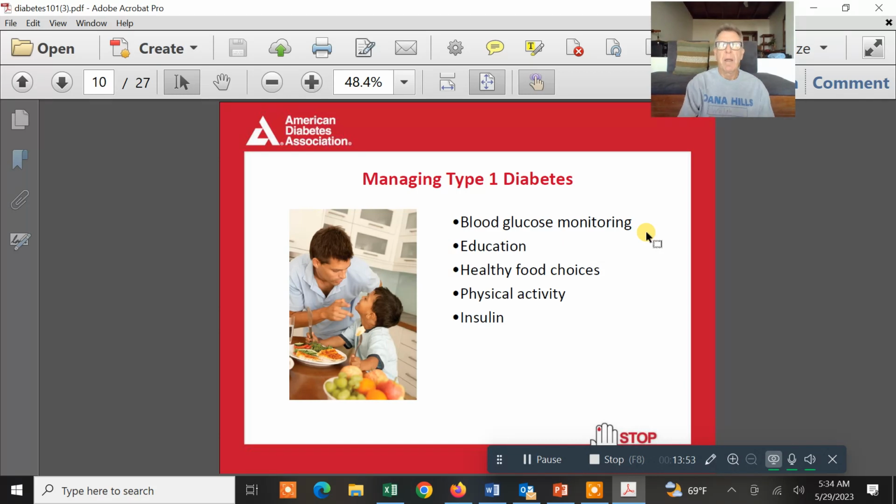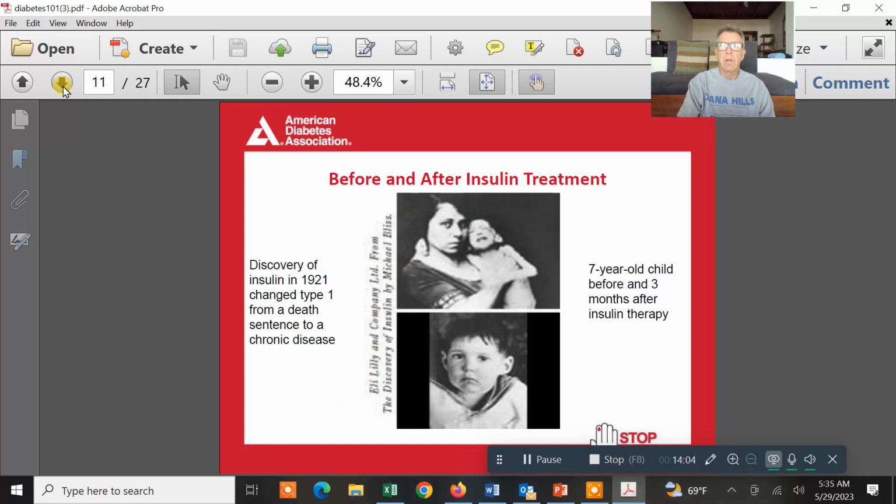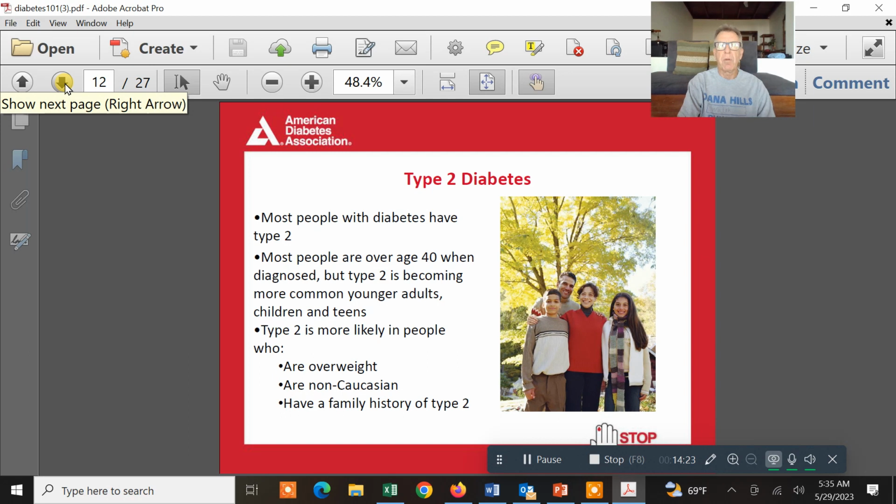And then the other thing is you have to really watch your activity and your food choices, educate the patient, and make sure they have availability to insulin. This is the severe weight loss because of the glucose not getting into a child. It's an old picture, before it was discovered that they had diabetes, and once it was discovered, then you inject insulin and the child came back to normal. We don't see this anymore because we've known about type 1 diabetes for a long time.